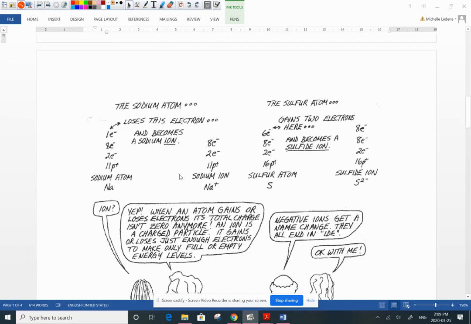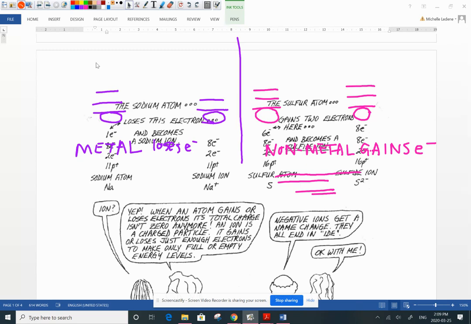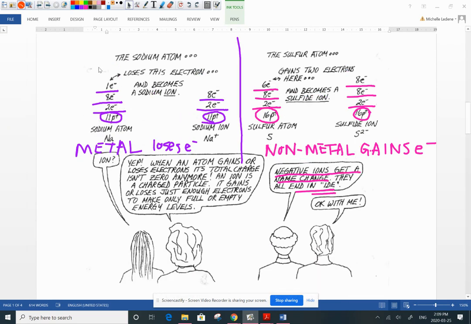Everybody is trying to fill a complete octet. So now here is an example of my sodium atom. Of course this is a metal. It's going to lose electrons. Remember that it is in group 1, and this group number tells me the number of electrons in its valence, its outermost energy level. So here he's got this 1 electron in the outermost energy level. And when he goes from an atom to an ion, he's going to lose that electron.